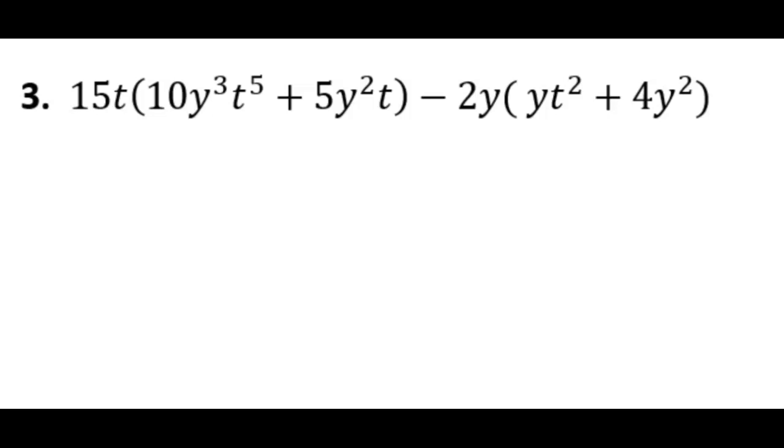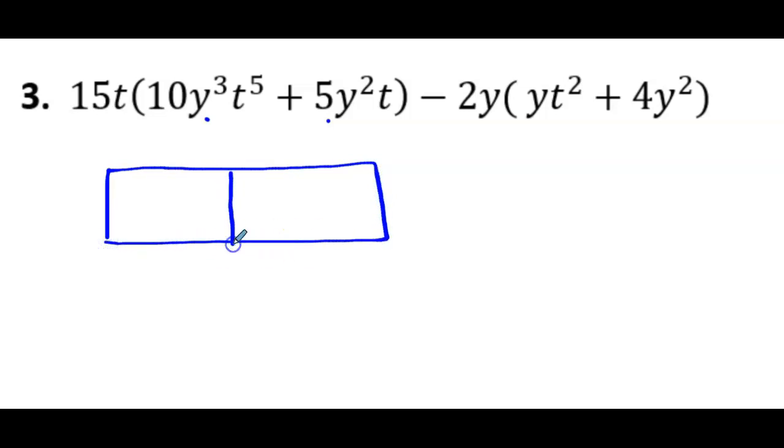Okay, algebra, last one. If we're going to do this, ooh, this is really long, but let's talk about the rest of this story. I'm going to use the box method because, again, I'd like you to really practice that. So I've got two terms in there, but they're bigger terms, so I'm going to make my box pretty big so they'll fit. So I've got 10y cubed t to the fifth, and that's plus 5y squared t.